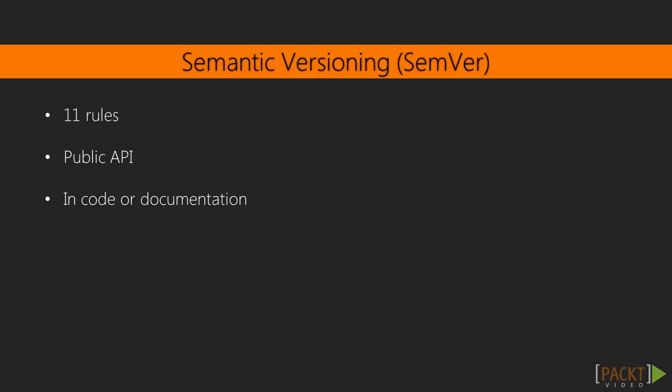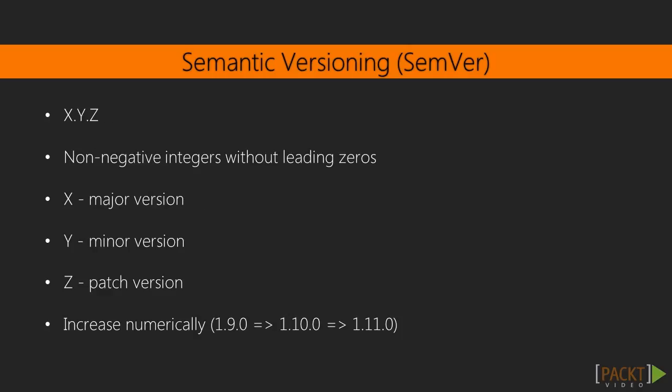The software that uses semantic versioning must declare a public API. This API could be in the code or in separate documentation. The normal version number must take the form of x.y.z. The x, y, z are non-negative integers without leading zeros. X is the major version. Y is the minor version. Z is the patch version. Each element must increase numerically.